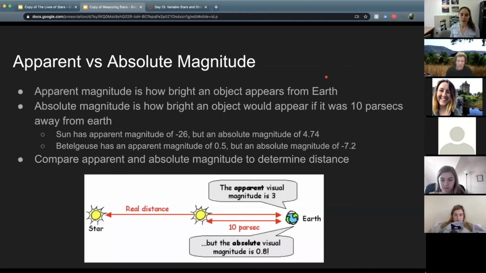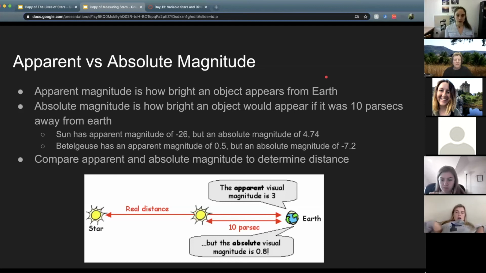If we can measure the apparent magnitude, in order to get a distance, we also need to know the absolute magnitude, or how bright the object is if you were 10 parsecs away. The apparent magnitude is how bright the object looks. The absolute magnitude is a measurement of how bright the object is, independent of distance. We define absolute magnitude to be how bright an object would appear if it was exactly 10 parsecs away from Earth.